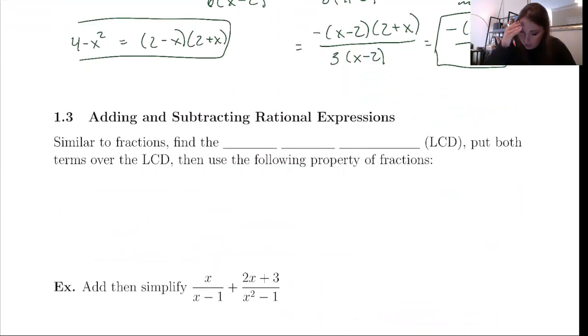Okay, so adding and subtracting rational expressions. We kind of already talked about this a little bit, but this is more technical. Similar to fractions, we need to find the least common denominator.